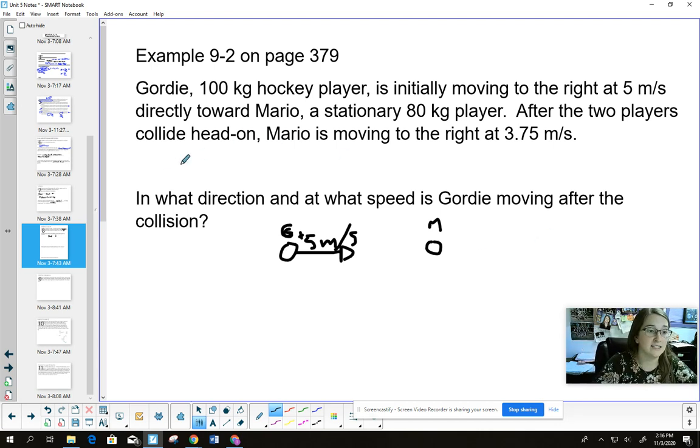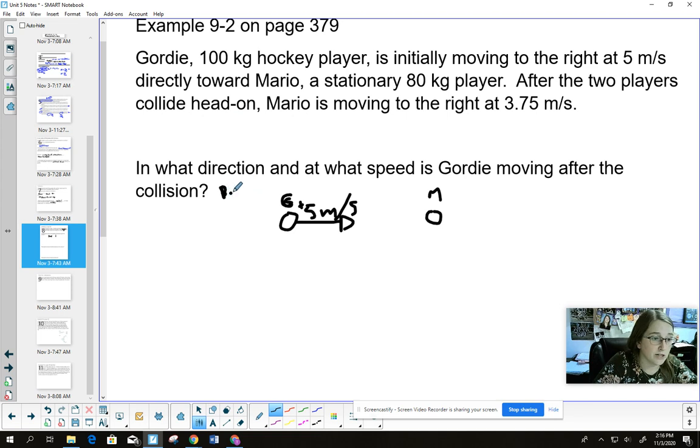That's important because when it asks in what direction, if we do our math and we end up getting a negative for Gordy after the collision, that means he is now traveling to the left, because we said right is positive. So we're back to being very careful with our directions. This was the before picture. He's going to the right and Mario is stationary. It's always a good idea to draw this, and you'll see it tomorrow in the notes as well. They give you a before and after picture.